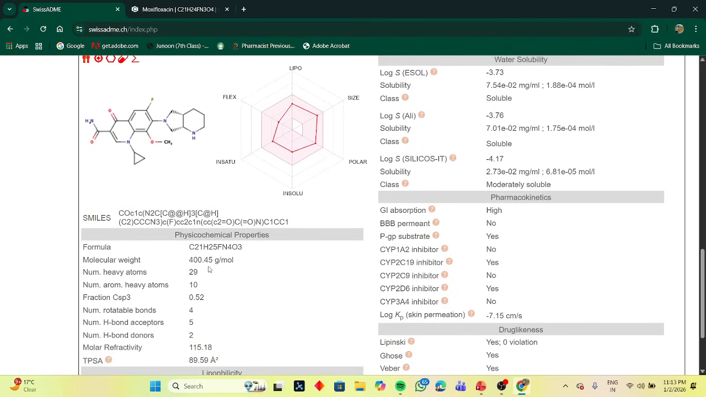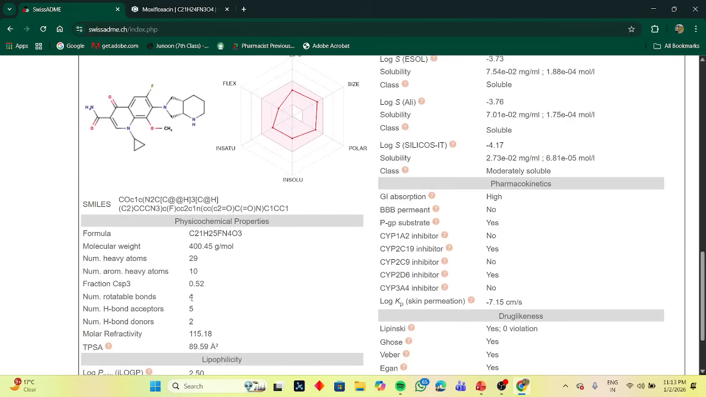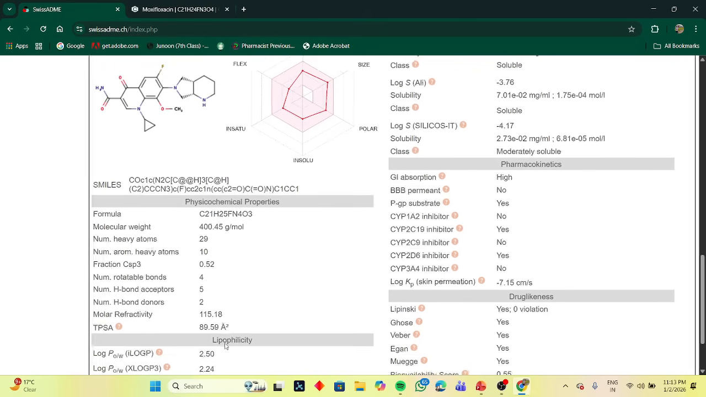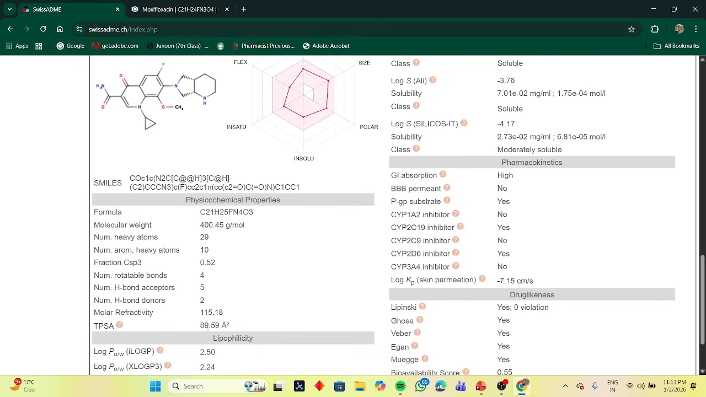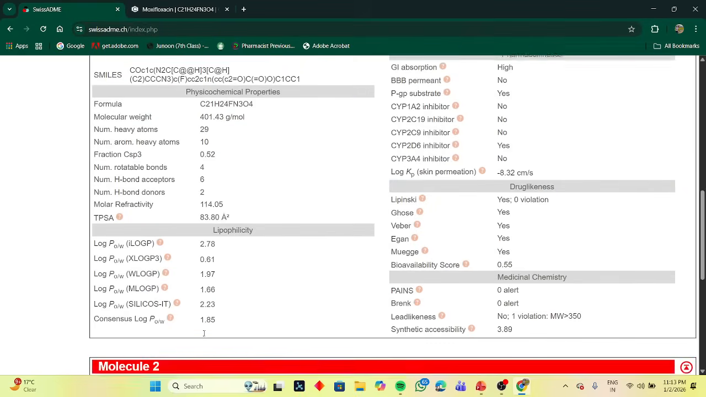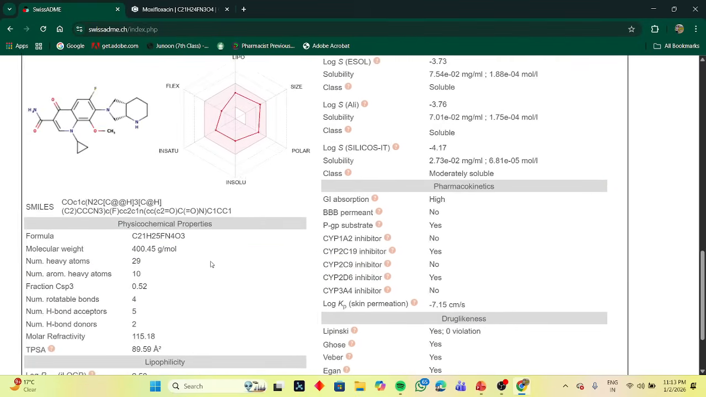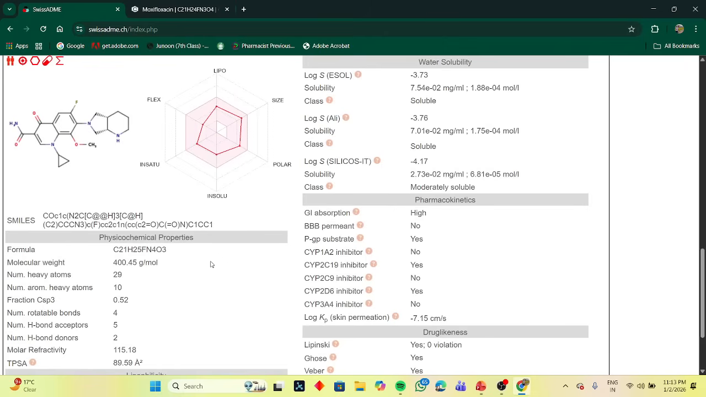The molecular weight is 400, number of heavy atoms 29, number of aromatic heavy atoms 10, rotatable bonds is 4, hydrogen bond acceptors is 5, number of hydrogen bond donors is 2, the topological polar surface area is 89.59, log P value is 2.50, here it is 2.78. Okay, approximately all the things are similar.